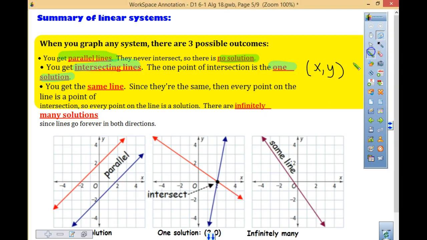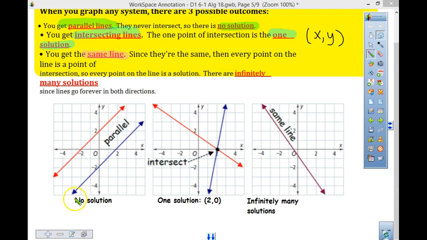And then the last scenario is when you're going to have your infinitely many. And the infinitely many comes up when we are looking at the same line. So how do you get the same line? The equations are written differently, but when you graph it, one line is right on top of the other one. So when we look at that, we have our possibility of no solution, one solution, get that point of intersection, or infinitely many solutions. So those are going to be your 3 possibilities in your homework tonight also, okay?